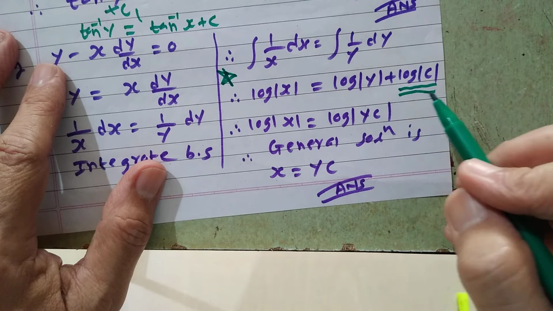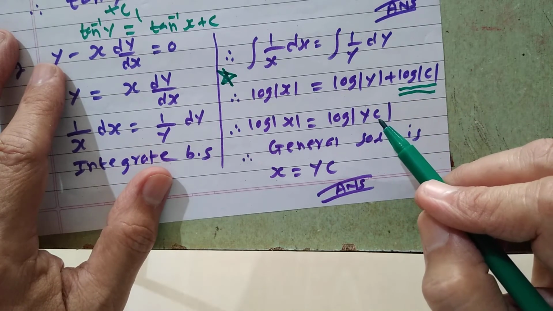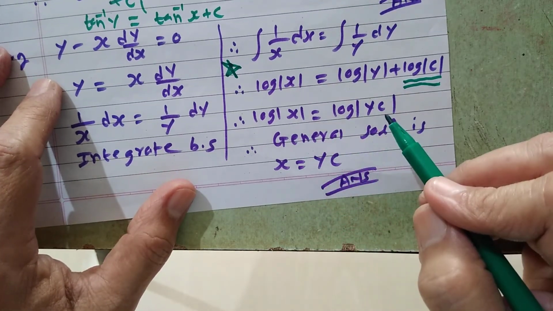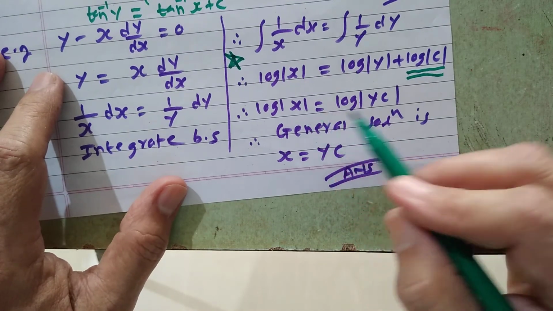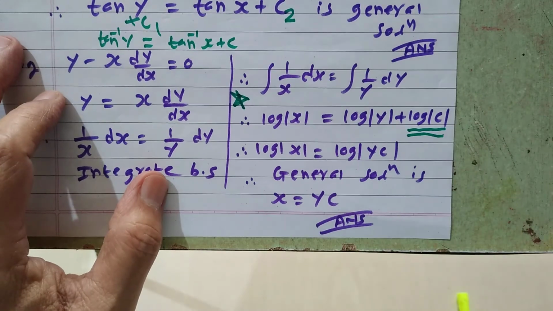Now, log y plus log c is log of y into c, using the log a plus log b is equal to log ab formula. And therefore, the general solution is x is equal to y into c, because on both sides there is a log. So x is equal to yc is the general solution. Write down again in the classwork notebook.